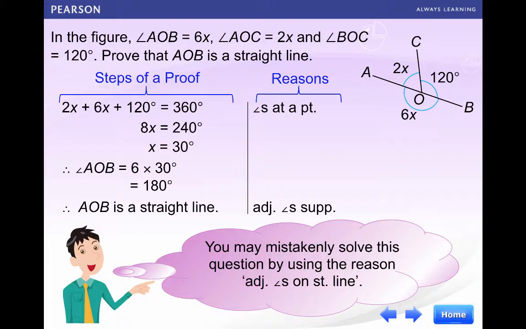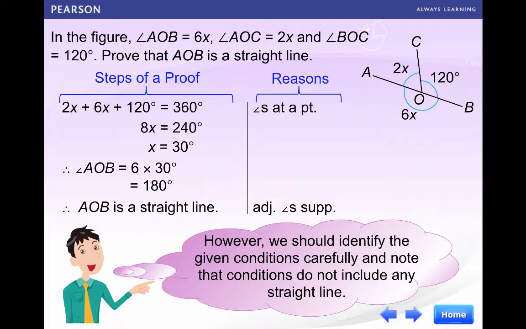Don't write adjacent angles on a straight line, because you are using the angle equal to 180 degrees to prove this line is a straight line. So we need to identify the conditions carefully.